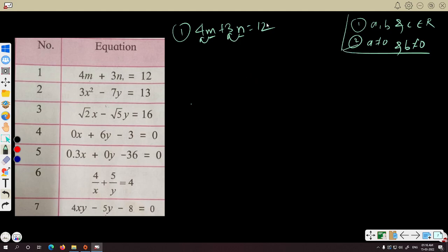Also, a, b and c are real numbers. So of course we can say that this given equation is a linear equation in two variables.